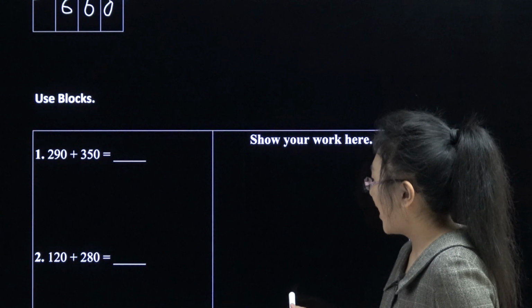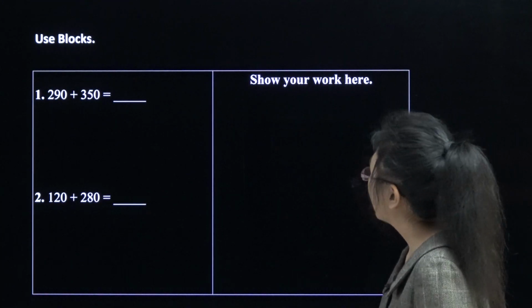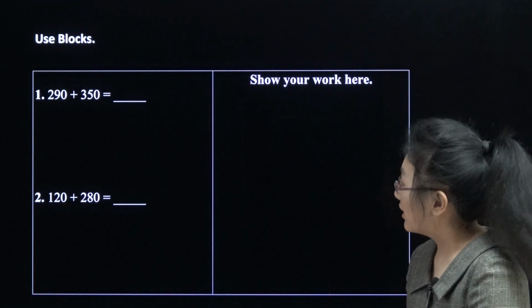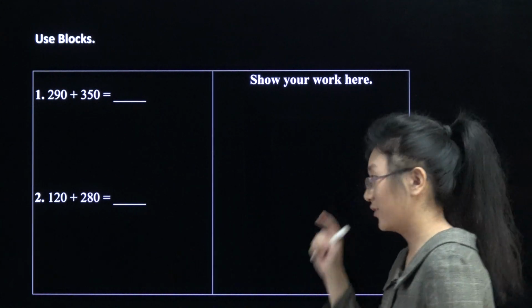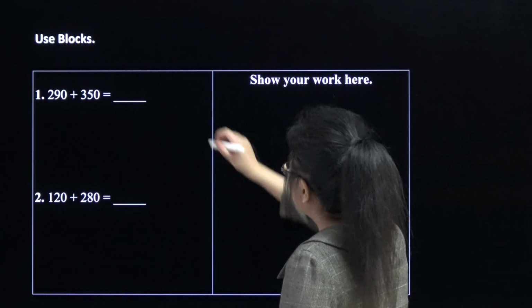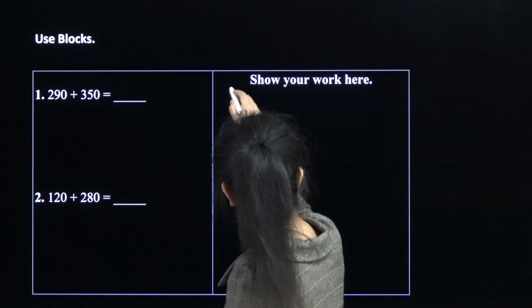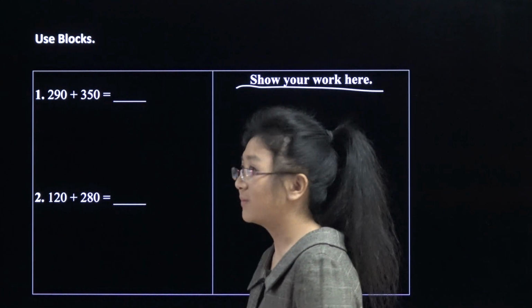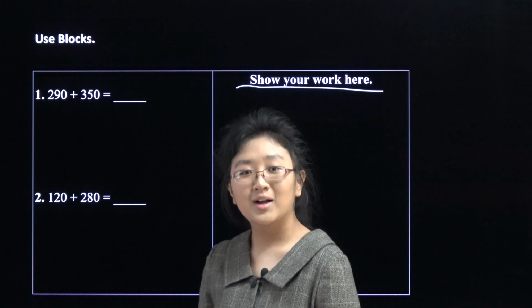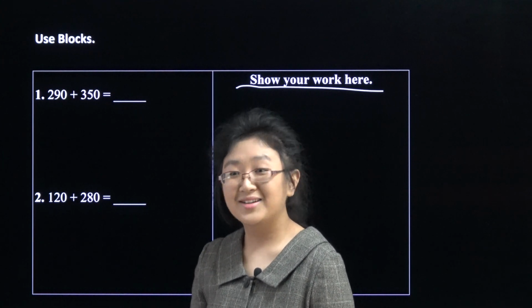Now we're going to do some practice problems, and we're going to use blocks. But I'm also going to use the form, as they called it. But let's start with blocks. Question number 1. Show our work here. If there's specific places that you're supposed to show your work, you should probably put it there.